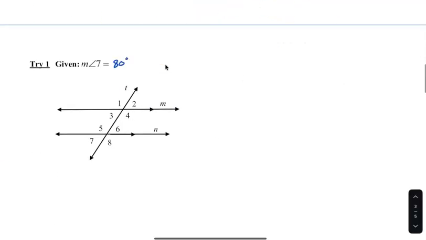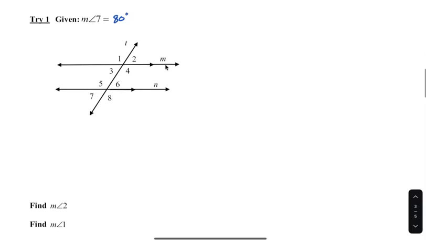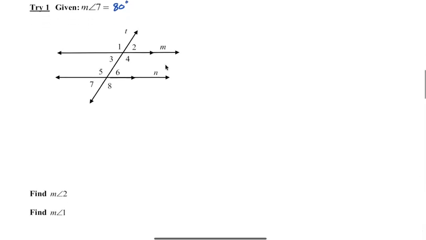Okay, let's do an example. Given the measure of angle 7 is 80, I want you to find the measure of angle 1 and angle 2. So they're saying this angle is 80 degrees. We have to find the measure of angle 1 and angle 2. If we know the rules, angle 2 is alternate exterior, so that would be 80 also. They're the same. But I just said that's something you don't really need to know, and this is why.